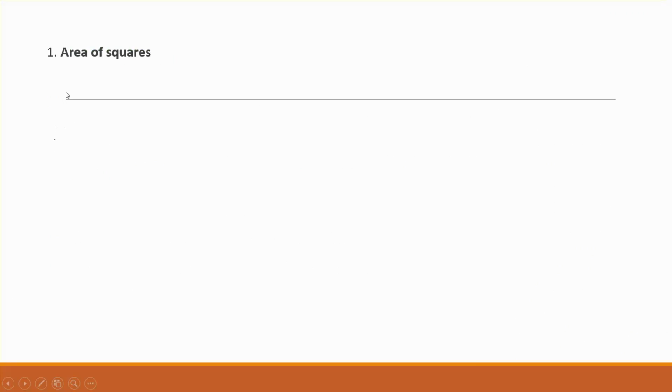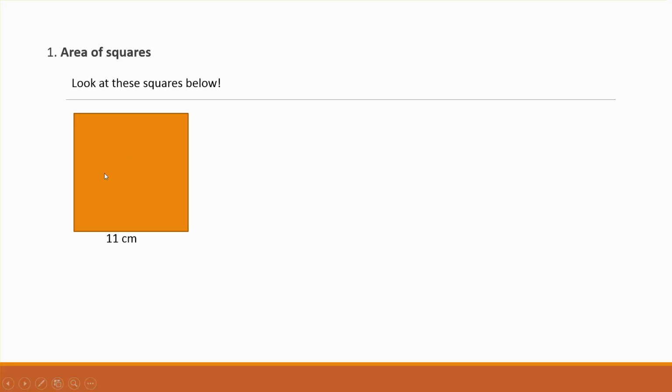There are two prerequisite materials before we learn about the Pythagorean theorem. The first one is the area of square. Look at this example. This square has side length 11 centimeter. So the area of this square is equal 11 times 11 or equal 11 square. And the result is 121. Centimeter square is the unit of this area.